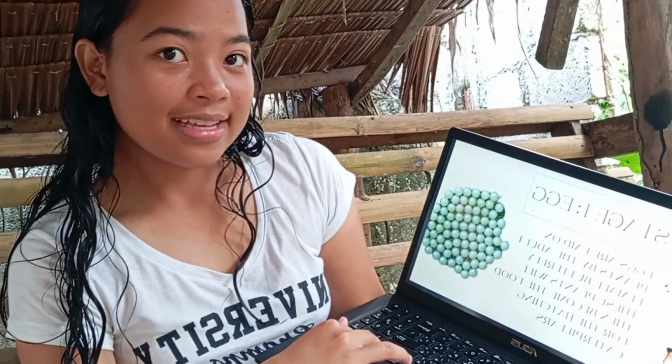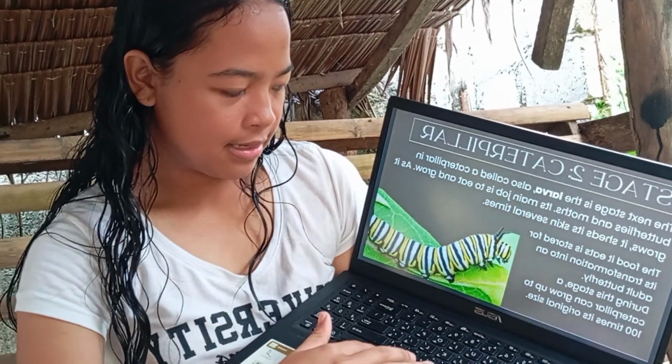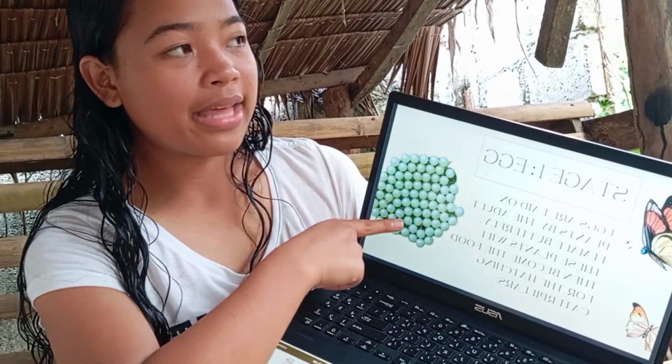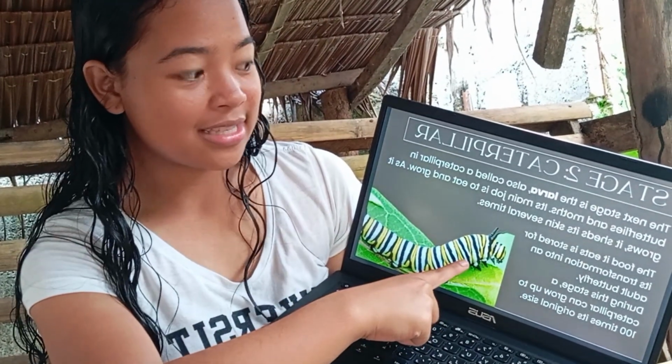So that is stage 1. In stage 1, the female butterfly lays eggs on the plant, and that plant becomes the food when the egg hatches. Clear? Okay, so let's proceed to stage 2. In stage 2, the larvae or the caterpillar appears. When the egg hatches, it becomes this one. Did you see this?